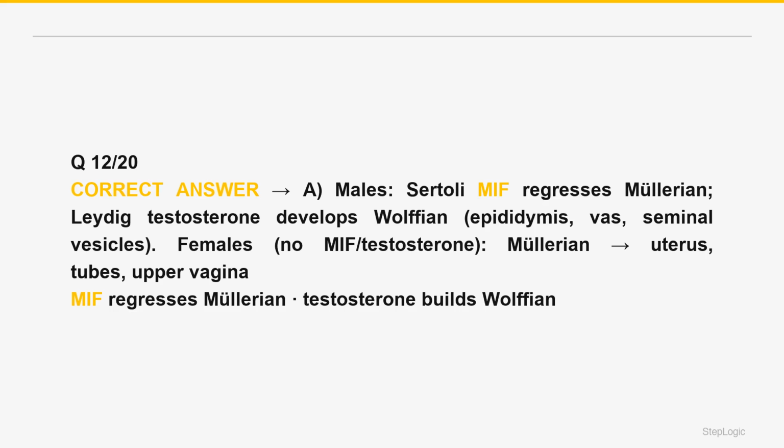In the female, there is no testis, so no MIF and no testosterone. Without MIF, the Müllerian ducts persist and develop into the uterus, fallopian tubes, cervix, and upper third of the vagina. Without testosterone, the Wolffian ducts regress. This explains key disorders. In androgen insensitivity, MIF still regresses the Müllerian ducts, so no uterus, while the Wolffian ducts fail for lack of androgen response. MIF regresses Müllerian, testosterone builds Wolffian, and Müllerian becomes uterus. That is the correct statement.